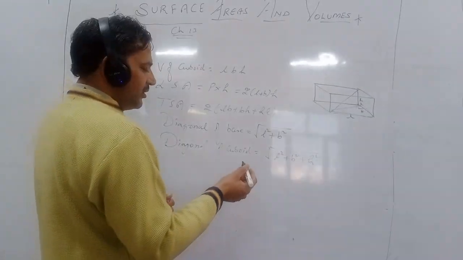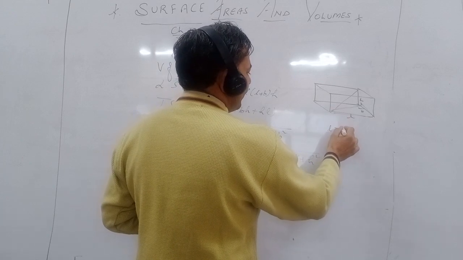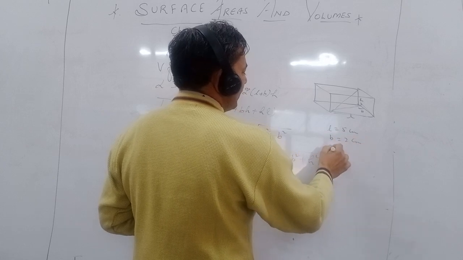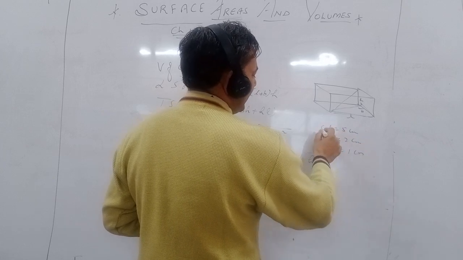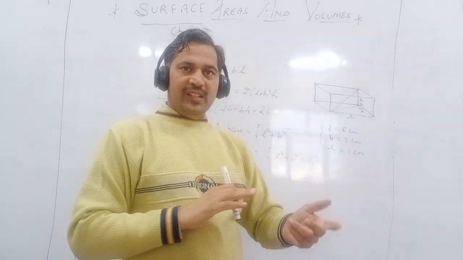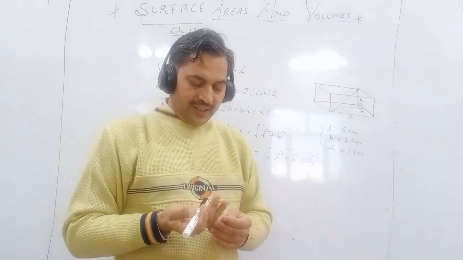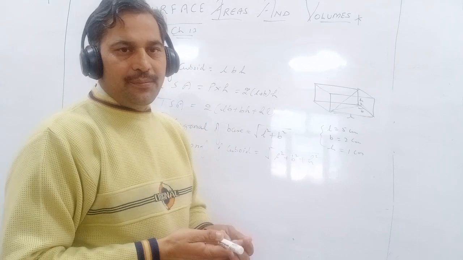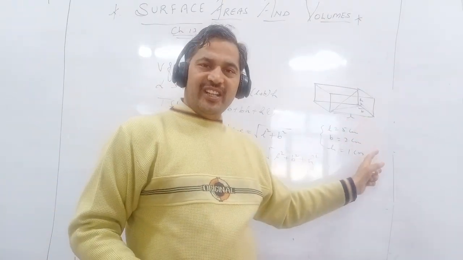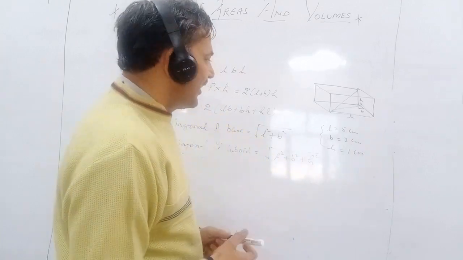Now, dear students, see, if in a cuboid length is given 5 centimeter, breadth is 2 centimeter, height is 1 centimeter. You must know all dimensions must be in the same unit. If meter, centimeter, decimeter are given, the units are different. So first of all, you will change all the dimensions into the same unit. I tell you one trick here.